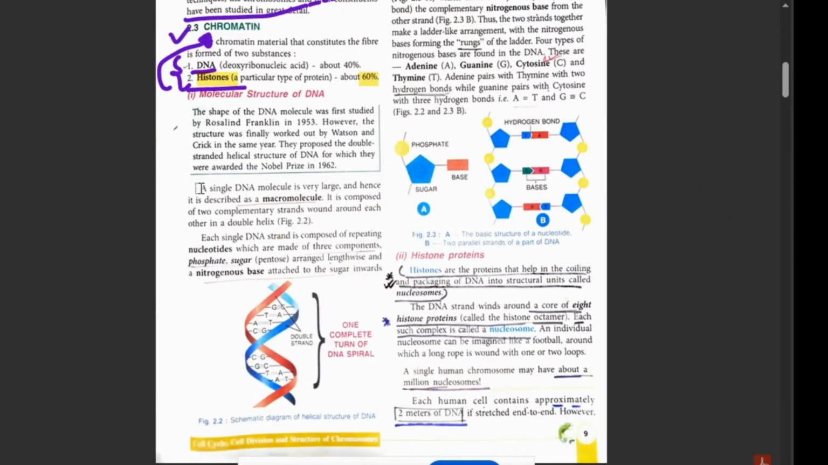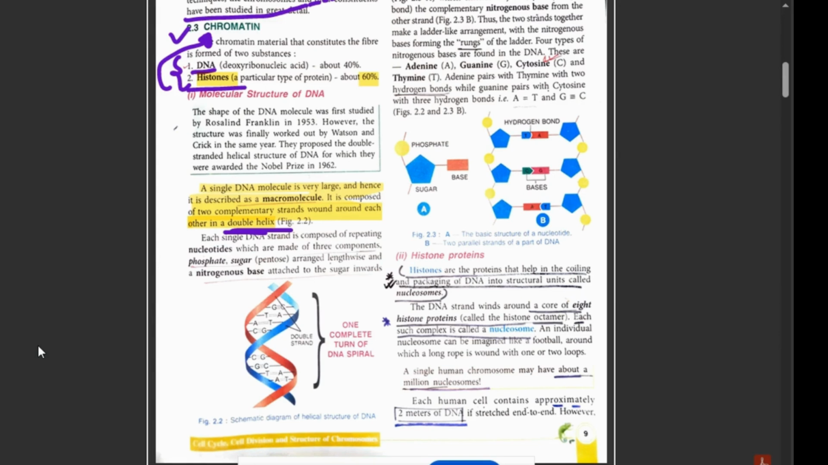See, a single DNA molecule is very large and hence is described as a macromolecule. See, very, very important. Composed of 2 complementary strands, bonded to each other in a double helix. So this is a short question. What is the structure of DNA? It is a double helix structure.